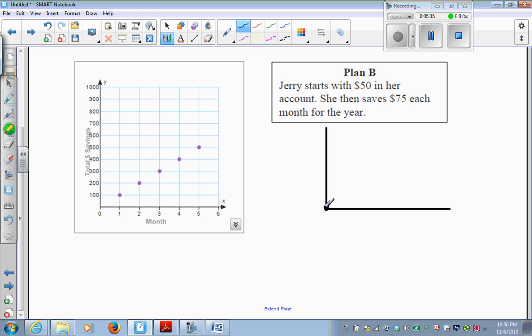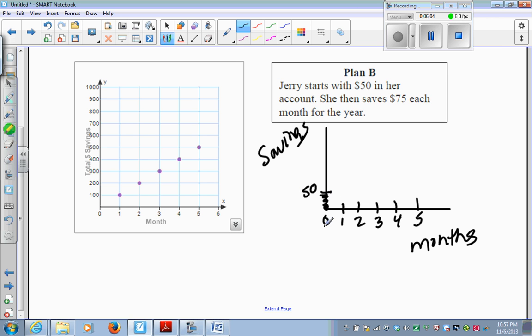So no time has gone by yet. So at 0 months, so I got 0 months, 1, 2, 3, 4, and 5. I'm going to create my own graph right here to represent Plan B. So months go along my x-axis, and then savings goes along my y-axis. So at 0 months, Jerry has saved $50. I'm going to put a little break here to represent the fact that I'm skipping up from 0 to 50.